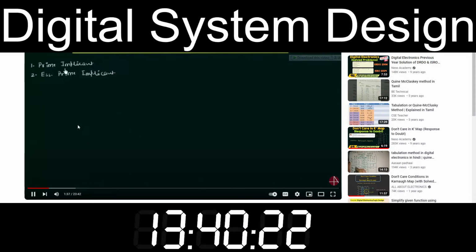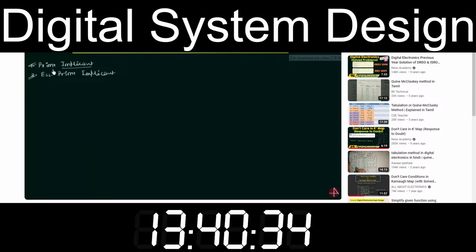Implicant is nothing but the group of ones, and prime implicant is the largest possible group of ones. Essential prime implicant is the prime implicant having at least one minterm that cannot be combined in any other way. So this is all that you should know about prime implicant and essential prime implicant.